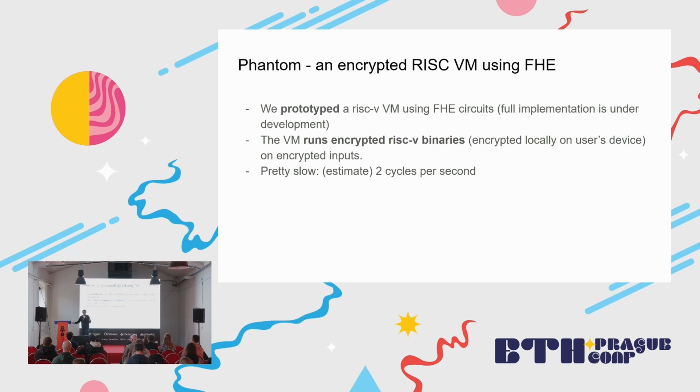The VM does exactly what you want to do. It takes encrypted RISC-V binaries that you can write, as a developer, in Rust. It compiles down to RISC-V. You encrypt locally on your device, you get encrypted RISC-V binaries, and you send them to the VM, and the VM would execute it. As simple as that. The problem is that it's pretty slow. It's like 2 cycles a second. Well, at the moment, it's not still 2 cycles a second. I think it has increased to like 2.5, something like that. But the improvements are happening.